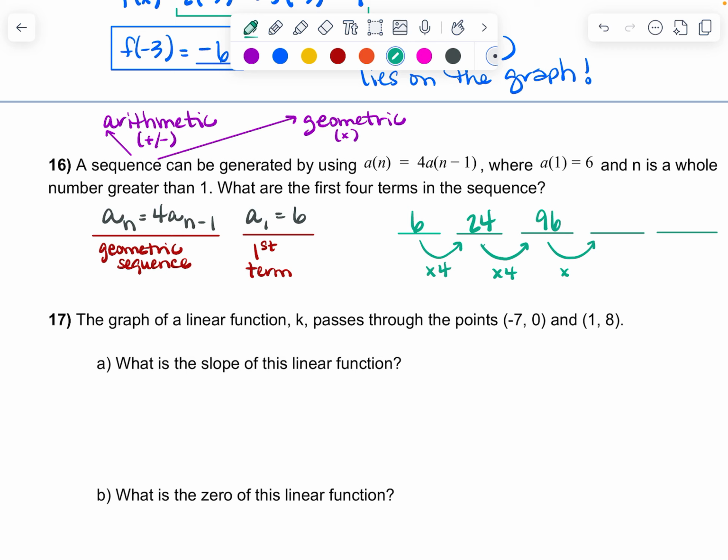Then I'm going to take 96 and multiply it by 4 to get the next number in line, which is 384. Okay, I don't know why I put a fifth blank because it clearly says what are the first 4 terms in the sequence. So this is my answer. The first 4 terms in the sequence are 6, 24, 96, 384. Okay.